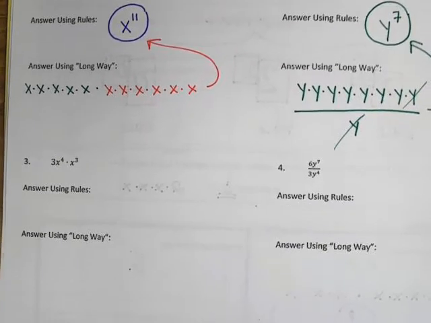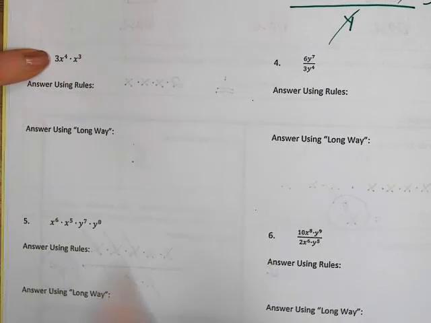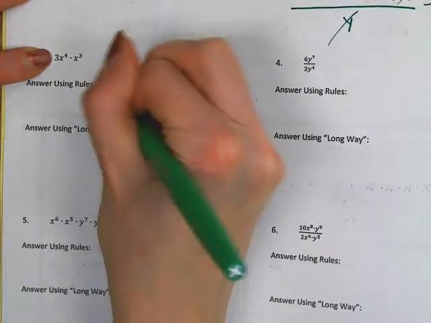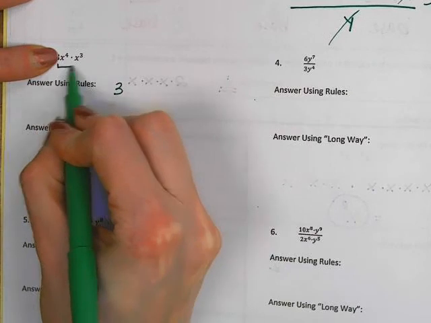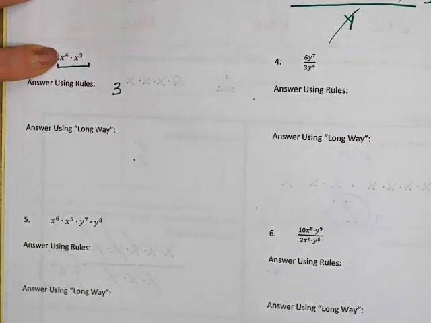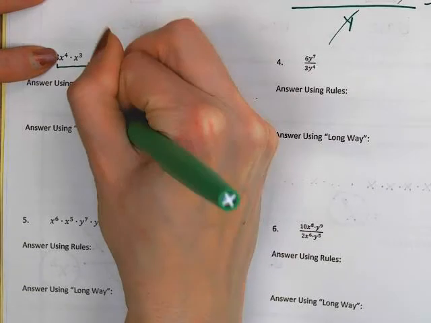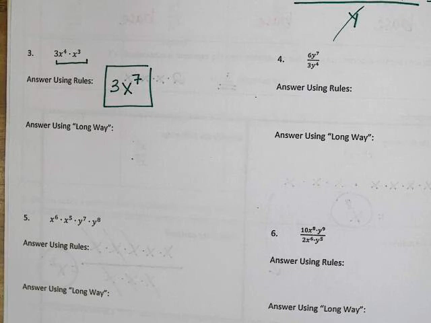All right, let's do a couple that are a little bit harder. Number 3, using the rules, let's see. There's only one 3 here, so the 3 is going to stay. And then what do we do with our exponents when we're multiplying? We add. So 4 plus 3 would be x to the 7th power. So you don't really have to do anything with the 3. There's nothing to do. So 3x to the 7th.